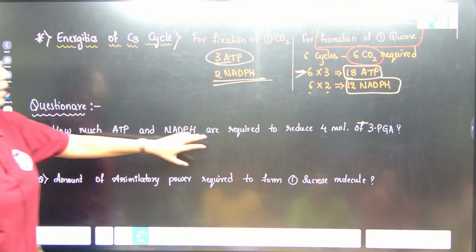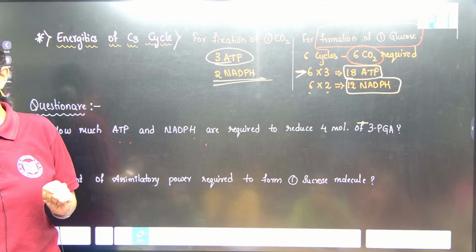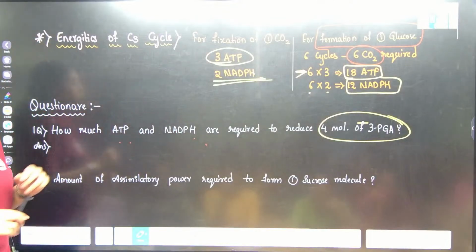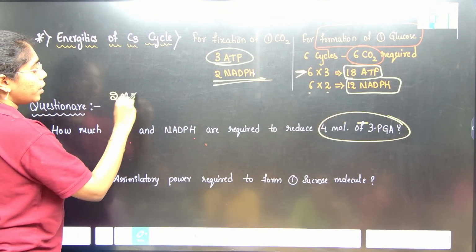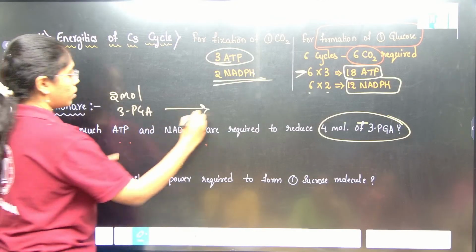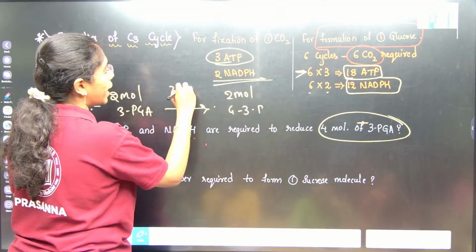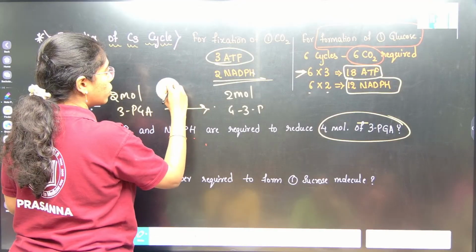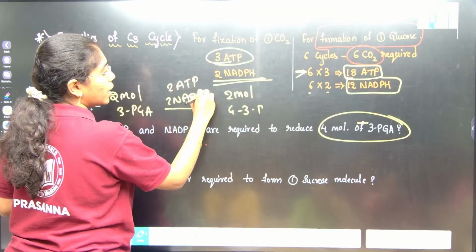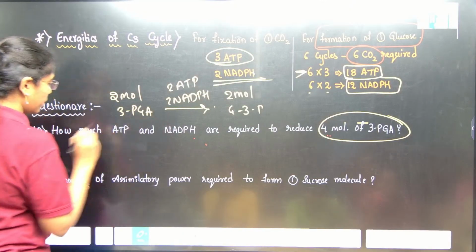How much ATP and NADPH are required to reduce 4 molecules of 3-phosphoglyceric acid? 2 molecules of 3-phosphoglyceric acid to be reduced to 2 molecules of G3P, how much ATP is needed? 2 ATP and 2 NADPH. He asked 4 molecules of G3P. How much ATP? 4 ATP. That's it.